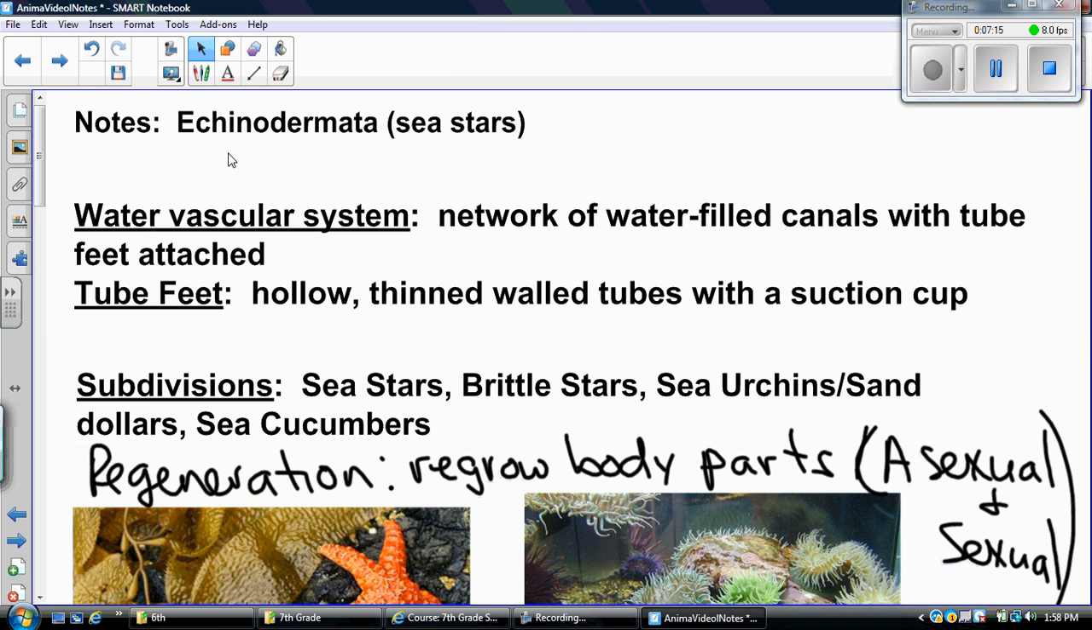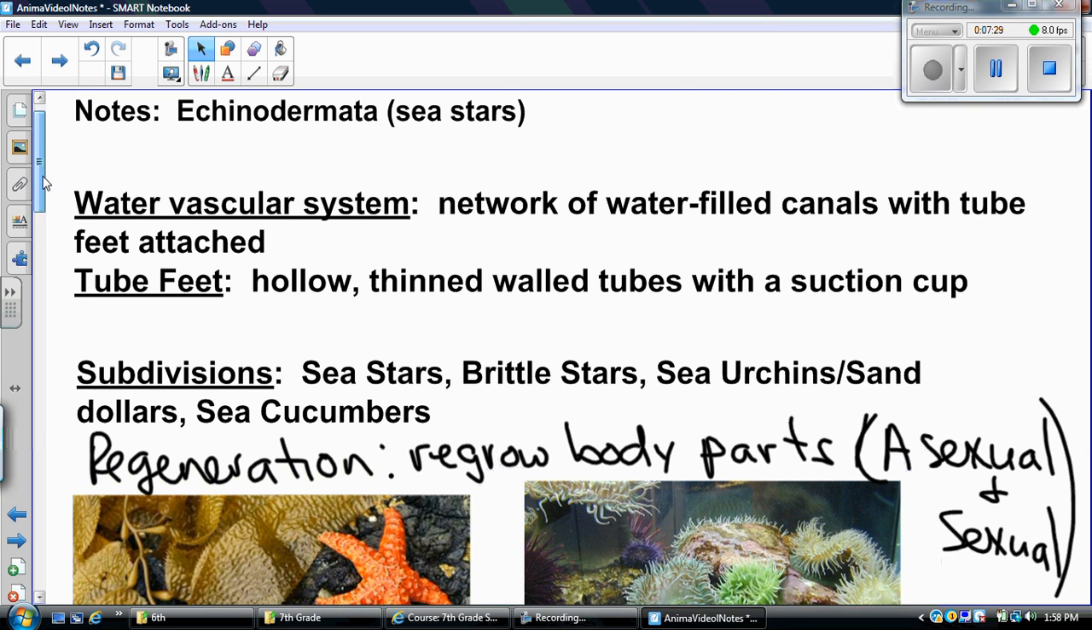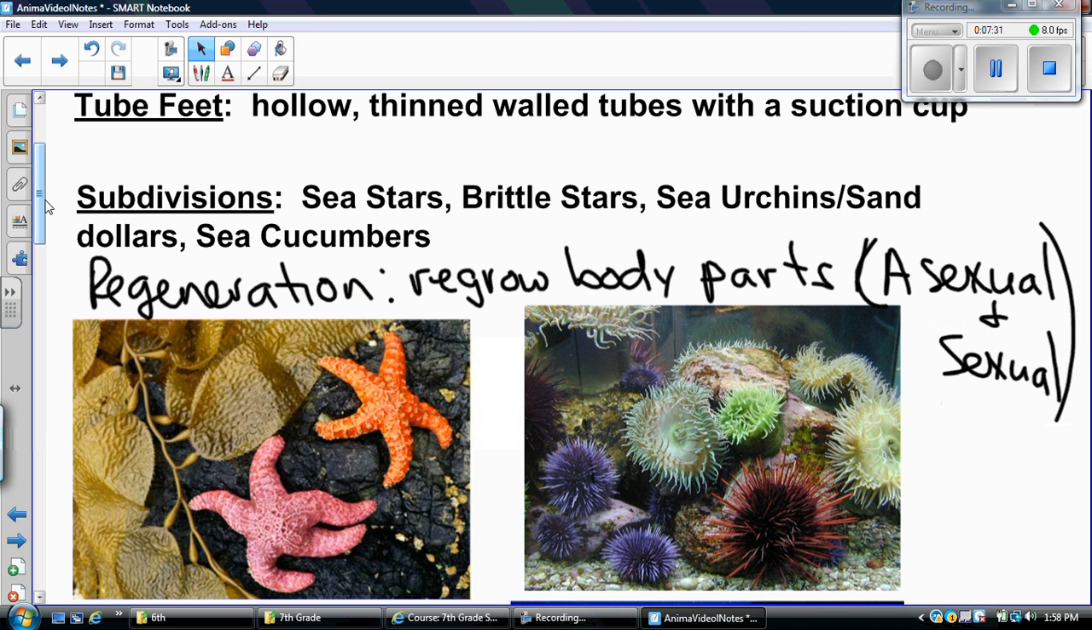Another phylum is the echinoderms, which are sea stars. They have what's called a water vascular system. It's a network of water-filled canals with tube feet attached. The tube feet are hollow, thin-walled tubes with the suction cup. Subdivisions, so the different types: sea stars, brittle stars, sea urchins, sand dollars, sea cucumbers. They also can regenerate. They can regrow body parts, and they reproduce asexually and sexually.